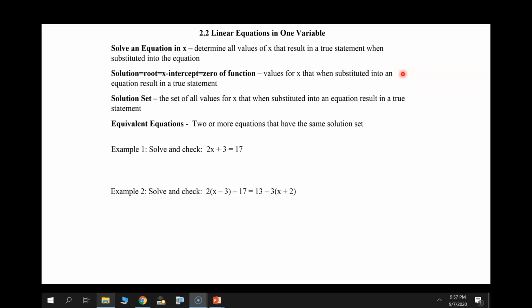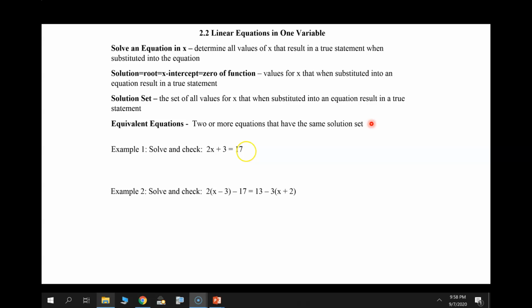Sometimes we call it a root, a zero of the function, and when you graph it, it graphs as an x-intercept. If you get more than one solution, like let's say you're solving a quadratic and you get two solutions, then that is your solution set. It's a set of all the values that when you work it into that equation, it would make a true statement. And equivalent equations are two or more equations that have the same solution set. So when you simplify an equation down to a more simple equation, those two would still be equivalent because they would have the same solution set.